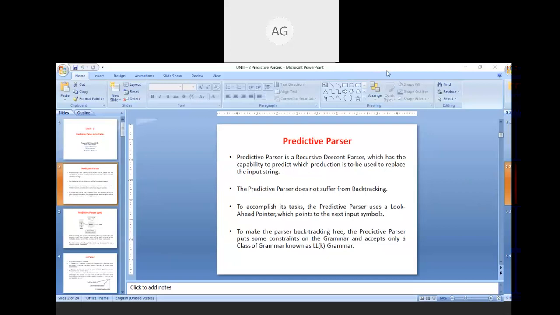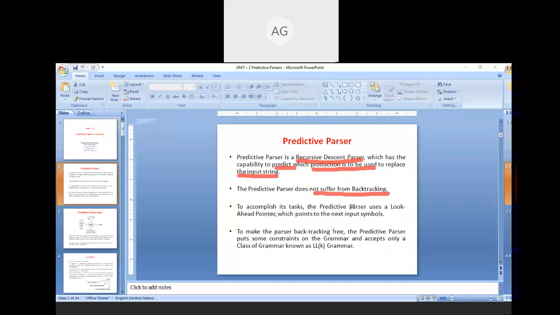Now the topic is predictive parsers. Basically the predictive parser is a form of recursive descent parser, as we discussed with the diagram, which has the capability to predict which production is to be used to replace the input string. So these are its characteristics. The predictive parser does not suffer from backtracking because it is a non-backtracking form of top-down parsers.